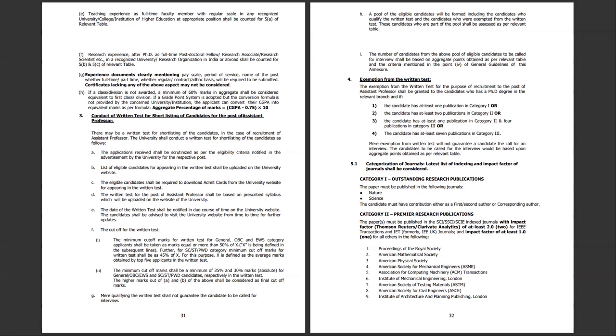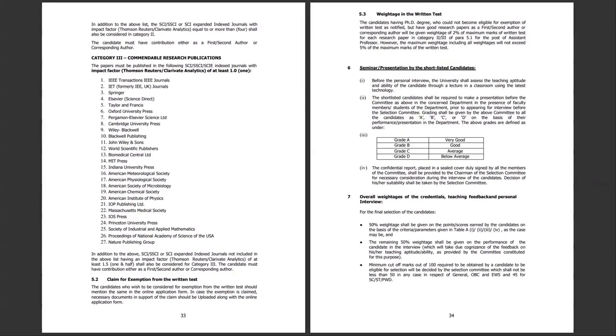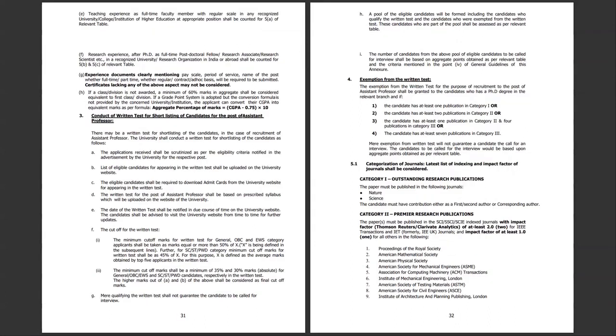If you have category 2 publications, these are the publications that come under category 2: the Proceedings of the Royal Society, the American Mathematical Society. So these are the indexes. If you have your publication in these, then you come under category 2, with at least 2 impact factor. Similarly, there are things that come under category 3.